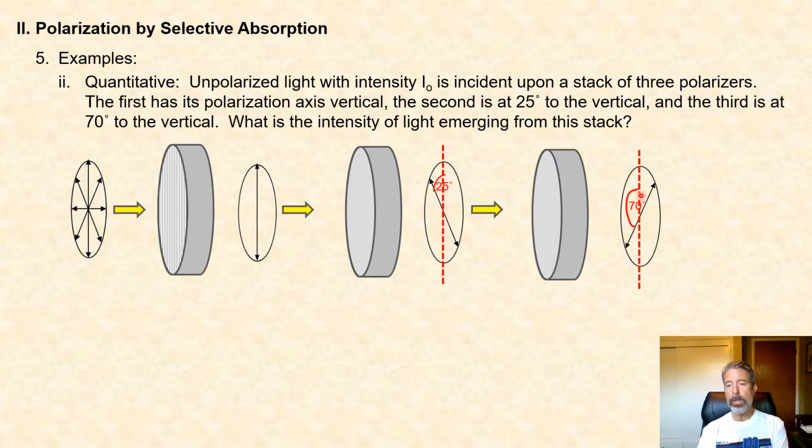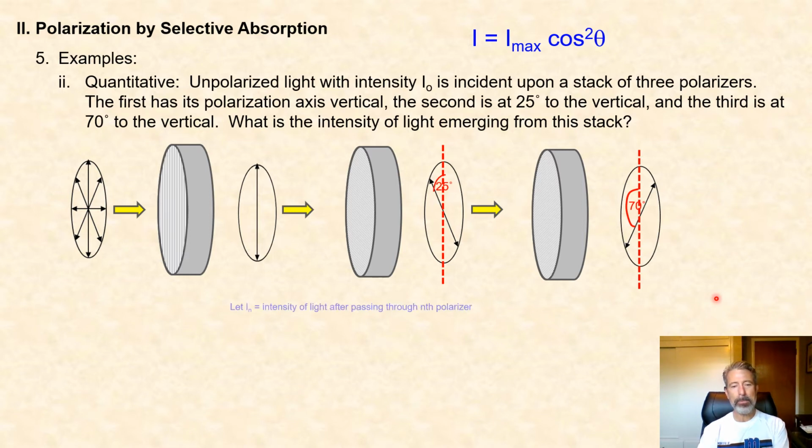I just want to point out that, given in the problem, this last Polaroid filter, which also behaves as an analyzer, has its transmission axis at a 70-degree angle with respect to the vertical. So let's apply the law of Malus here and figure out what the intensity of this beam that emerges from the stack of 3 Polaroids will be.